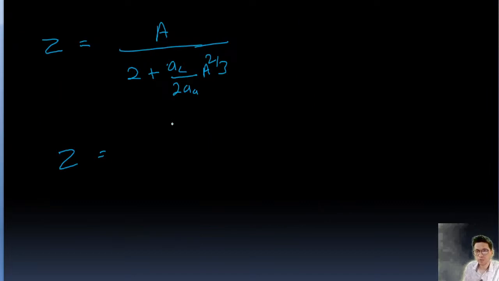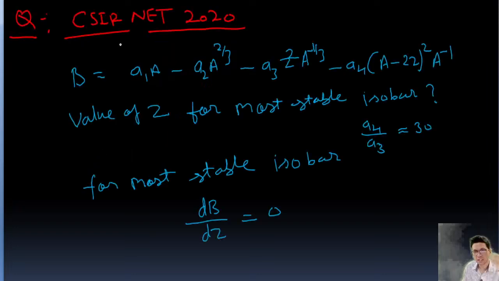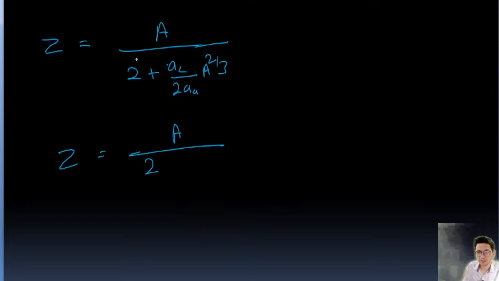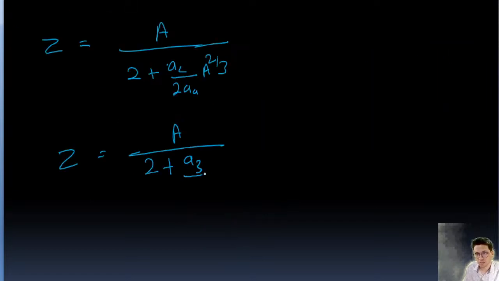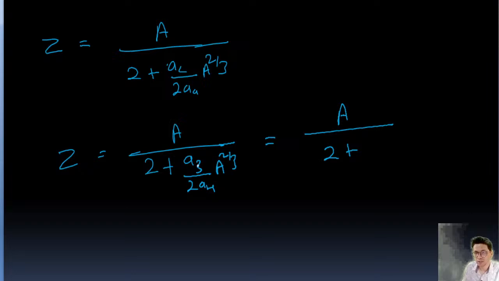So Z is going to be A upon 2. Here you need to understand guys, A1 is the volume coefficient, A2 is the surface coefficient, A3 is the Coulomb coefficient, and A4 is the asymmetric coefficient. So I can write this like this: 2 plus AC means A3 upon 2A4 A to the power 2 by 3, right? Or we can write A upon 2 plus A3 upon A4.